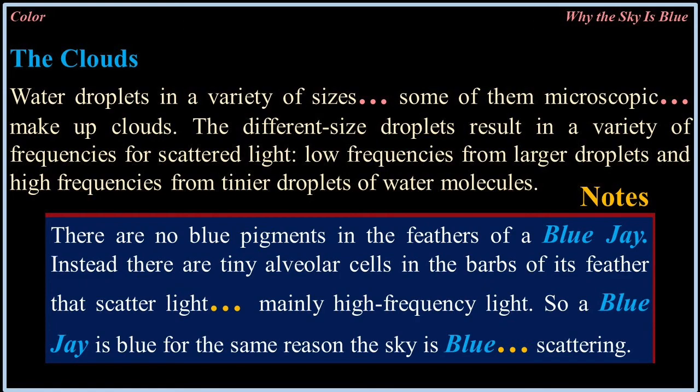The clouds. Water droplets in a variety of sizes, some of them microscopic, make up clouds. The different size droplets result in a variety of frequencies for scattered light. Low frequencies from larger droplets and higher frequencies from tiny droplets of water molecules.